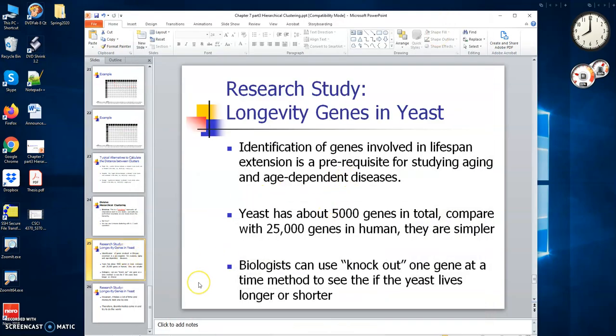Let me give you a brief introduction about this thesis. Basically, this is the thesis where I use hierarchical clustering to do some research. So what kind of research is that? This research is actually very interesting. It's a collaboration between me and another biology professor in ULR. What they're trying to do is identify the longevity genes in yeast, which is very interesting.